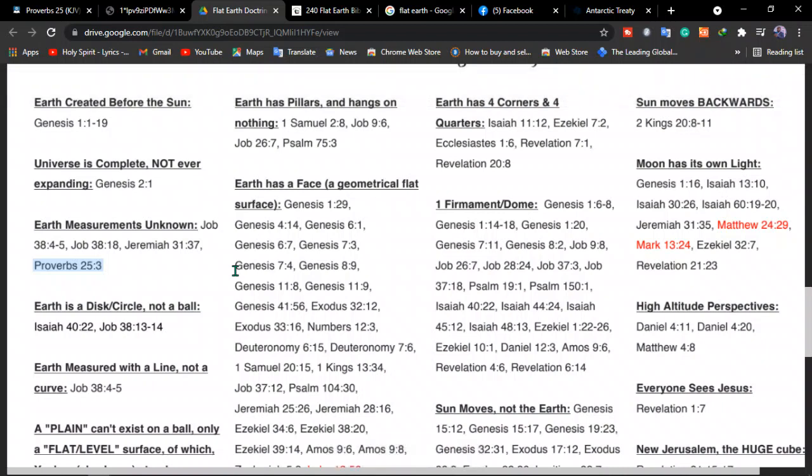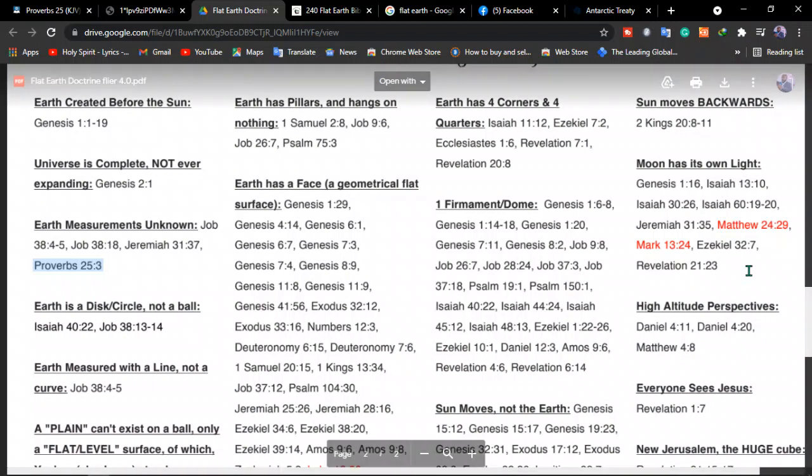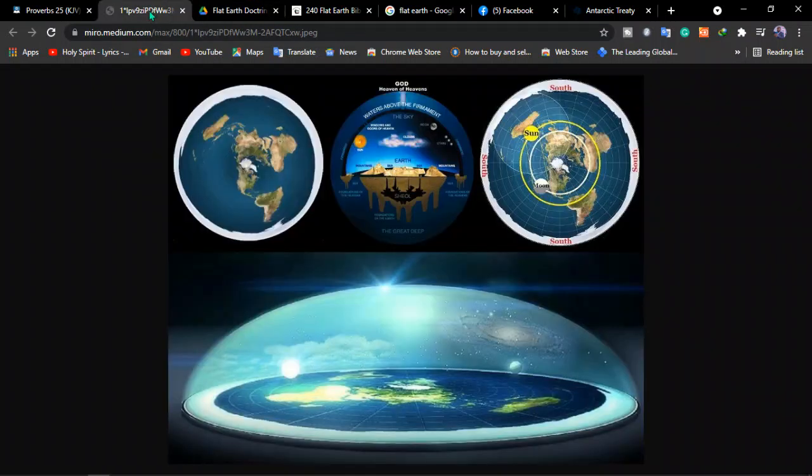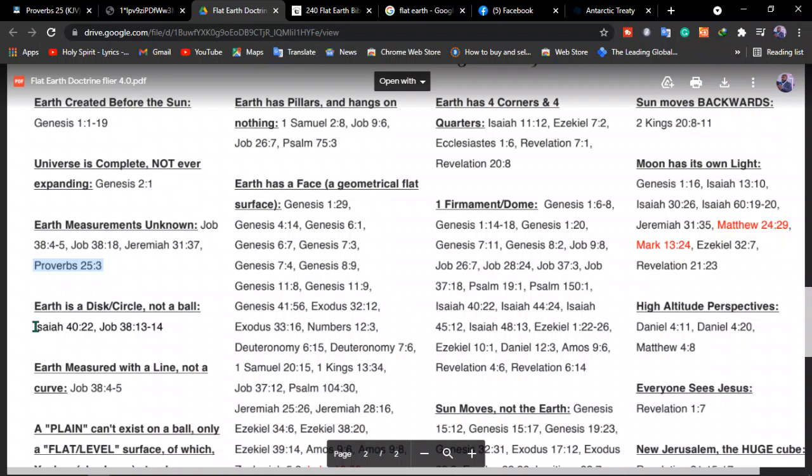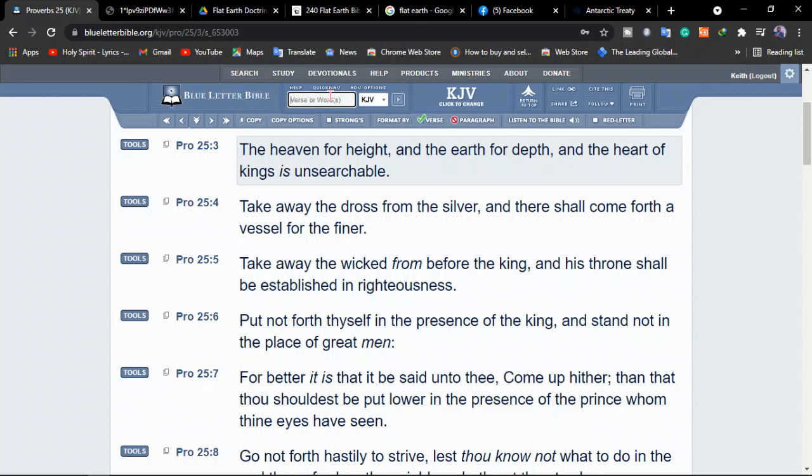Having said that, let's come to... Now, I'm thinking of where to go. Let me go this way and then I'll come this way. Okay. The earth is a disc. A circle is not a ball. The earth is a disc, a disc like this. It's not a ball. All right. Let's check Isaiah 40 verse 22. Isaiah 40:22. All right.